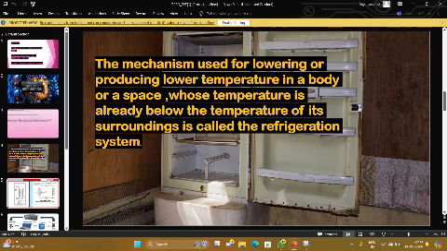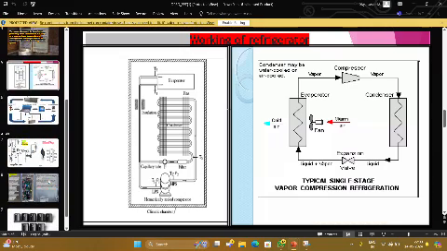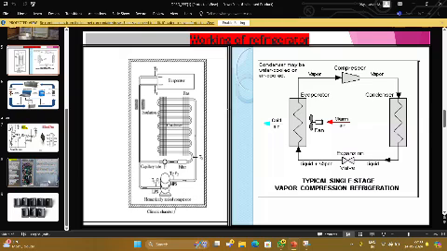Next, let's talk about the working of a refrigerator. So how does a refrigerator work? This is the main diagram. Here we have the circuit diagram of single stage vapor compression refrigeration. You have the compressor, condenser, expansion, and evaporator. The vapor turns into liquid and moves out as air. By this, warm air is converted into cold air. That is known as the evaporator.